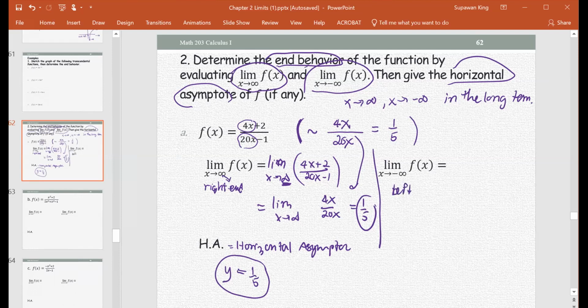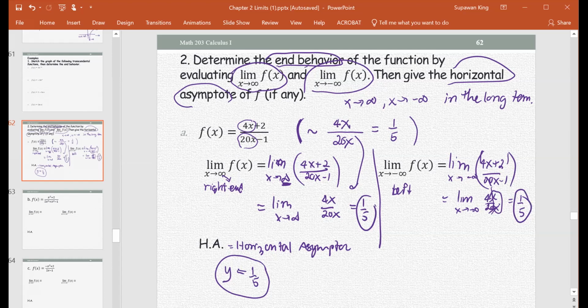As x approaches negative infinity, the limit of the same one, 4x plus 2 divided by 20x minus 1. In the long term, I'm going to have the same limit value as 4x over 20x as x approaches negative infinity, which gives me the same value, 1 over 5, because x and x here, same power, same term, top and bottom, they cancel out. Because if I put negative on the top, I put negative on the bottom as well. They cancel. Therefore, it returns the same number, 1 over 5.